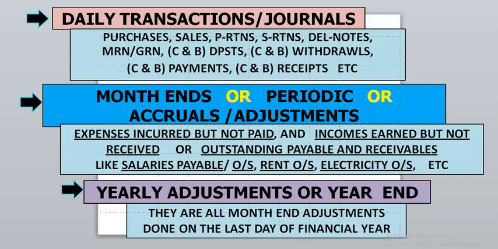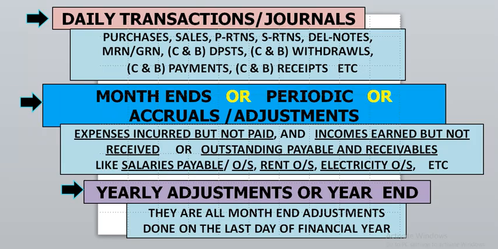The daily phase refers to the daily transactions which are recorded quite often, or the periodicity or frequency of those transactions is quite often. If not daily, they occur quite often, like purchase, sales, purchase returns, sales returns, delivery notes, material receipt note or goods receipt note, cash and bank deposits, cash and bank withdrawals, cash and bank payments, and cash and bank receipts. These are the daily transactions.